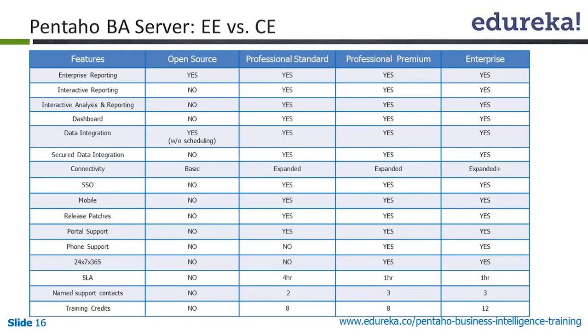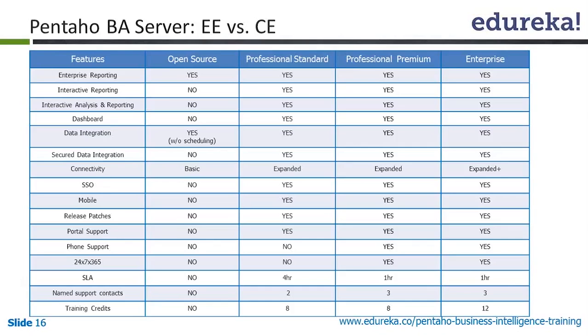So in this screen, we'll see there are different versions of Pentaho available. First is open source, the Community Edition, which is available on the net for anybody to download and use it. Of course, with limited features available, and of course the support is not available. That is the main thing.